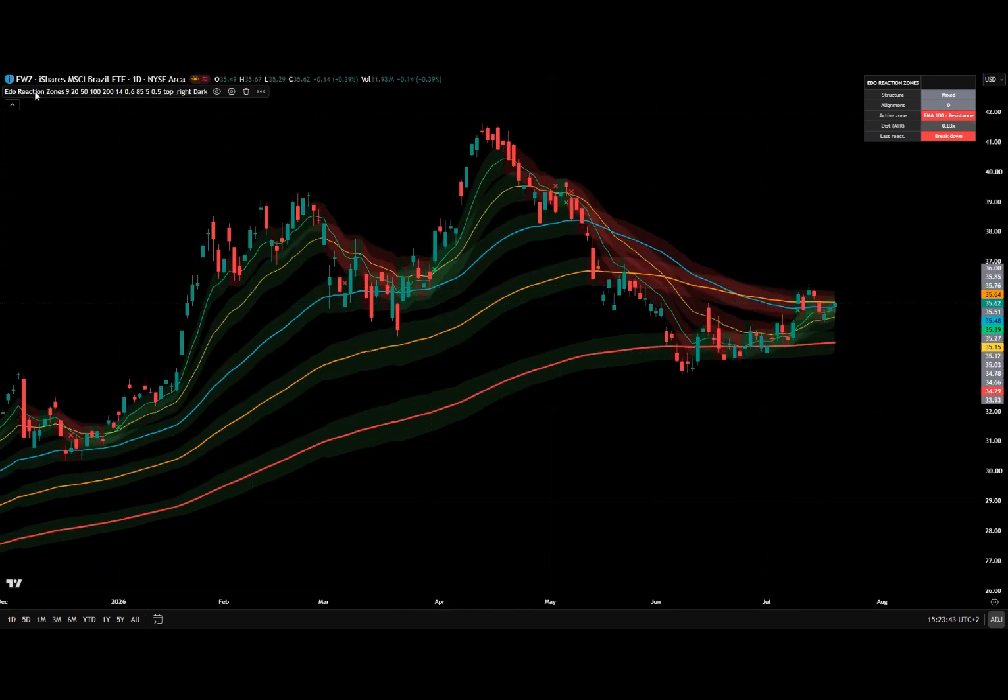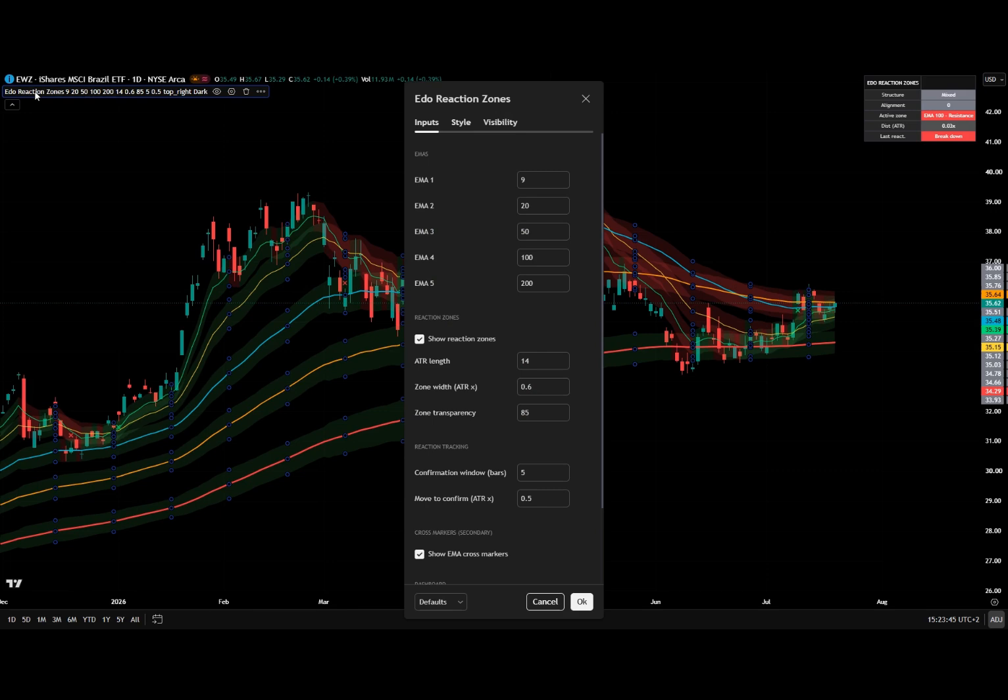The settings are grouped by functional block. Let's open them. EMAs sets the 5 lengths. Reaction zones controls the bands, their visibility, the ATR length, the width factor, and the transparency, kept high so the bands never hide the candles.